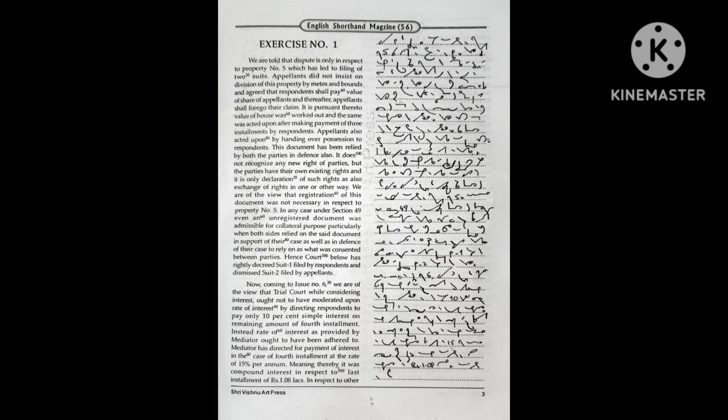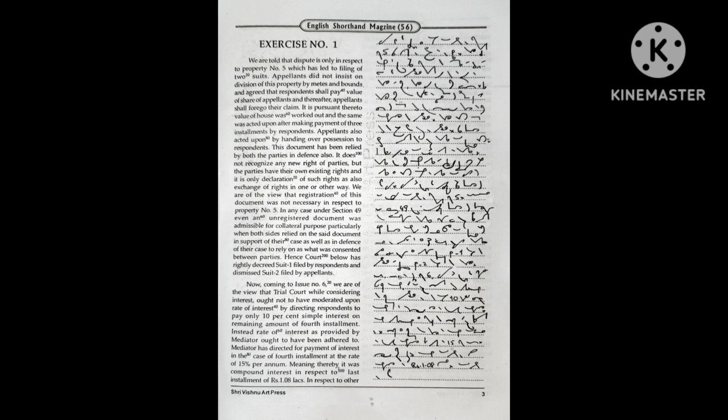Appellants also acted upon it by handing over possession to respondents. This document has been relied on by both the parties in defense also. It does not recognize any new right of parties, but the parties have their own existing rights, and it is only a declaration of such rights as also an exchange of rights in one or other way. We are of the view that registration of this document was not necessary in respect to property number 5.